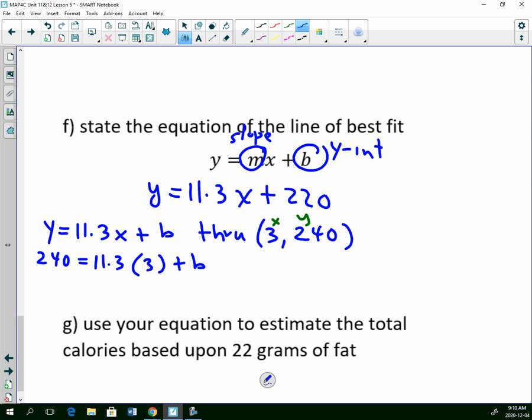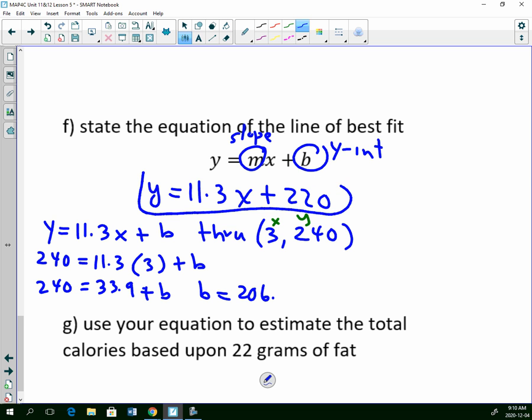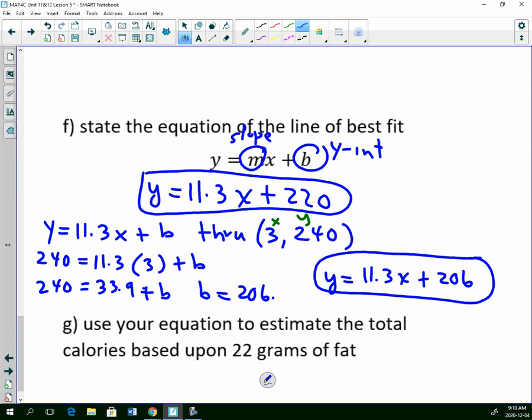So 11.3 times 3 is 33.9. And so I'll just subtract 240 minus 33.9, and I get 206. Right? So it's close, right? 220. This is more of an estimate, whereas this is more accurate. Okay? So this would be fine. I would be okay with that. You could also say, so this was from the graph, and this was algebraic.